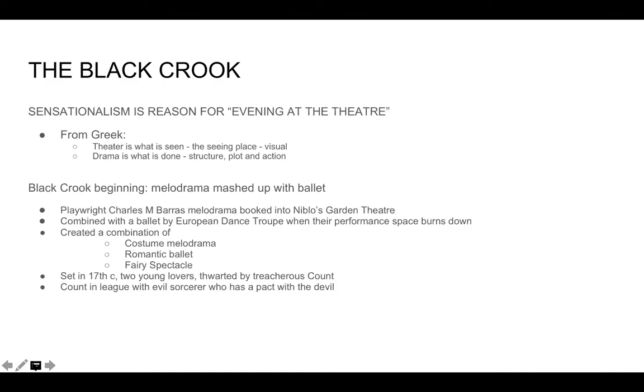The Black Crook in the beginning was just melodrama, a play with songs mashed up with ballet. So weirdly, it was an accidental coming together of two separate things, a combining of two things, really because of a serious accident. So playwright Charles M. Barras has a melodrama that's called The Black Crook. It's booked into Niblo's Garden Theater. It was even sort of old and worn down by that time and not considered very vital. But the theater manager thought, we're going to put this in there.